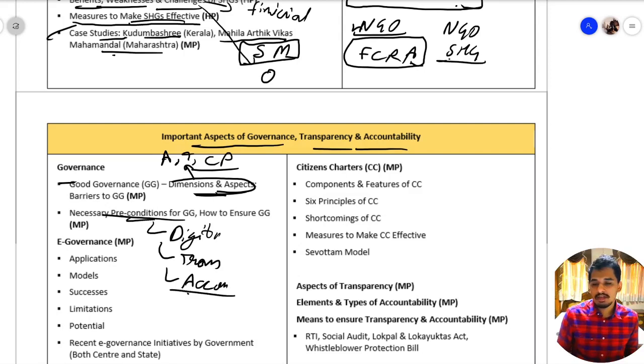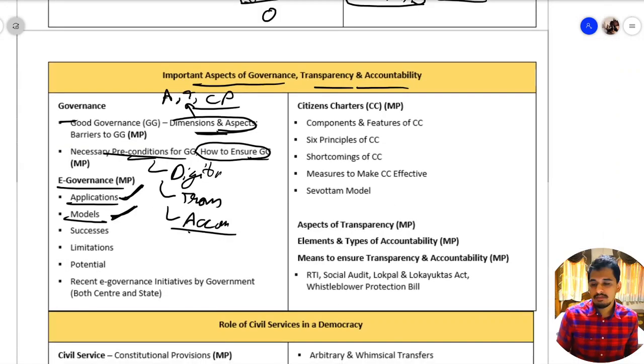So these are preconditions, and how we can ensure good governance, that should be known to you. Then we have e-governance. What are its applications, where e-governance can be applied, what models can be used to apply e-governance. Then we should know about successes, where e-governance has been a success, like we have Passport Seva Kendra, we have Project Bhumi in Karnataka. So here there have been successes.